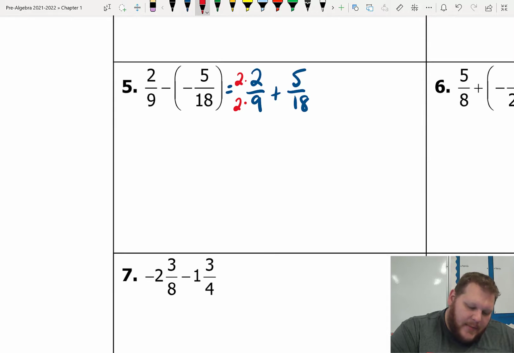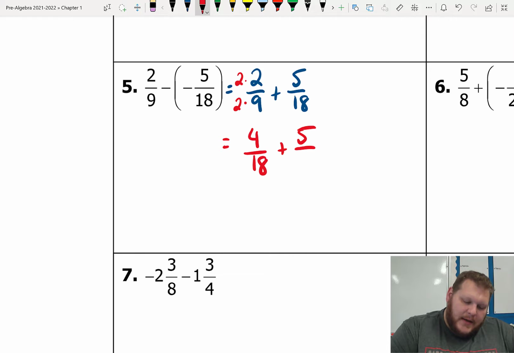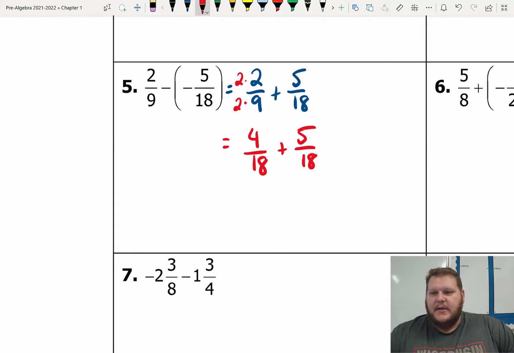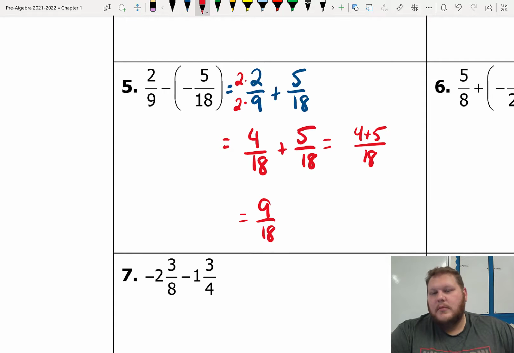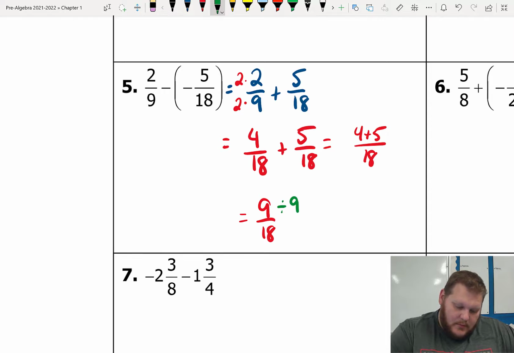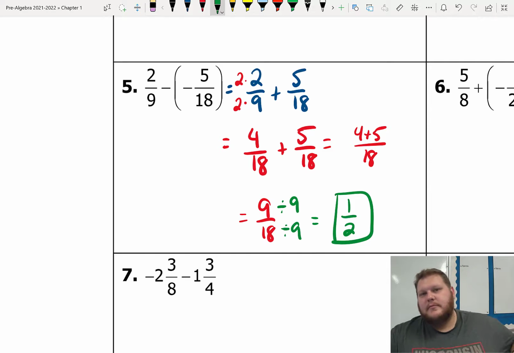I'm going to multiply top and bottom of my first fraction times 2, because that's going to give me 4 over 18. I didn't change anything about my second one, 5 over 18. I can add those together. 4 plus 5 over 18 gives me 9 over 18 for my answer. Now, obviously, I have to reduce that because that does simplify. Top and bottom are both divisible by 9. And I end up with a half, 1/2.